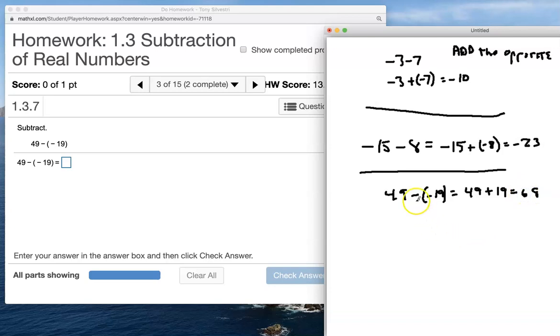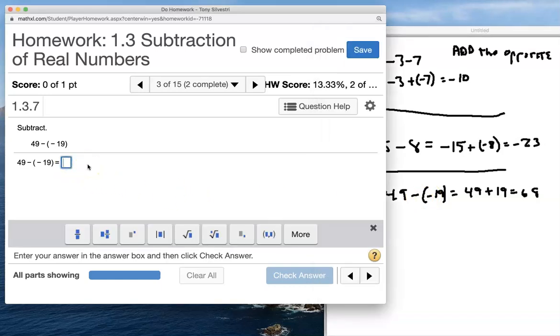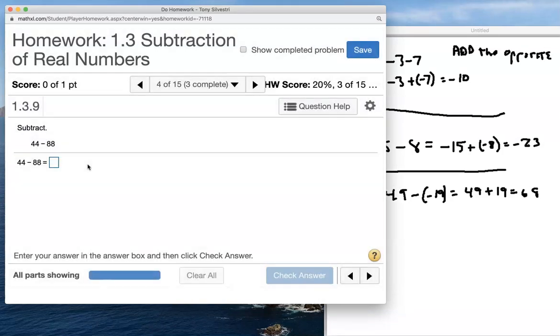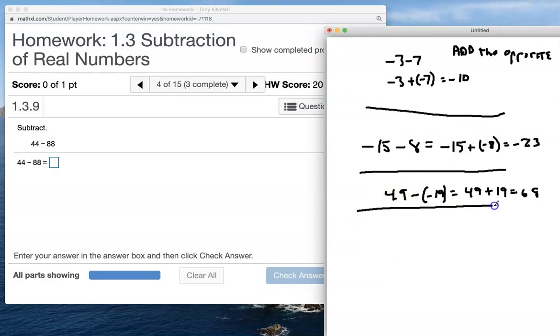68. Double negatives are always positive. When you see a minus and a minus together, you might as well change that to a plus right off the bat. That's the pattern that you're going to see a whole lot of. So let's put 68 in there. Enter, good job. All right, and I'll do one more.